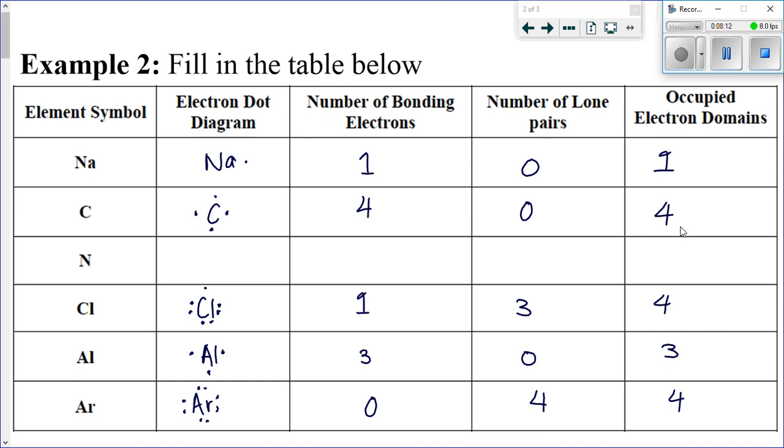Okay, so you guys can check your answers. Let's do nitrogen together. So let's draw the Lewis dot diagram. Start off by distributing 4 electrons in our domains, but we need 5, so I partner 1 up. The number of bonding electrons, we have 3 in nitrogen, and we have 1 lone pair. There are 4 electron domains that are being occupied. Or you can add the number of bonding electrons plus the number of lone pairs, and it will equal the number of occupied electron domains.